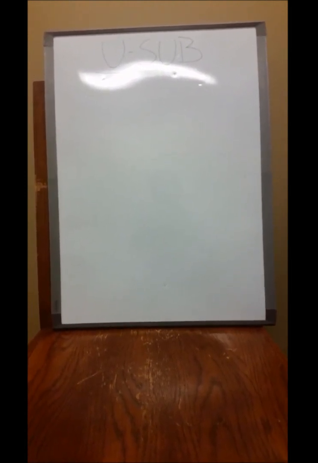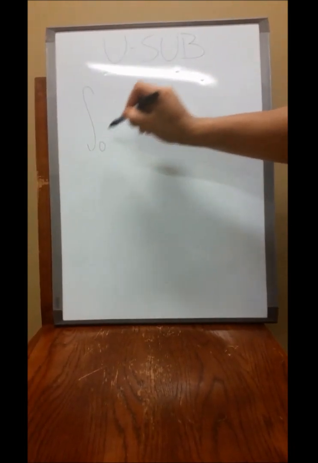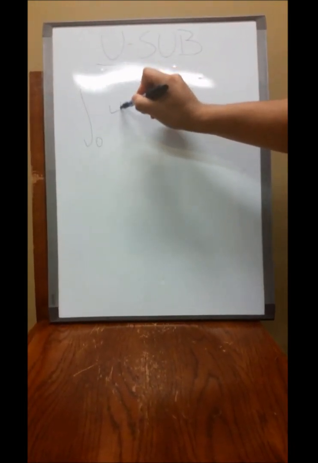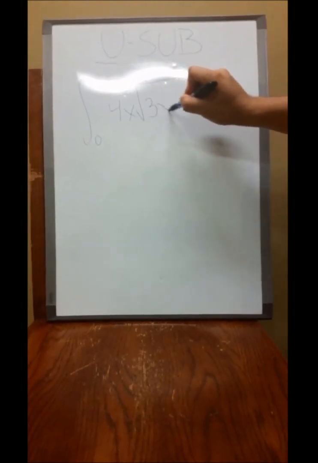Today we will be talking about the technique u-substitution for solving complex integrals. Today we will use the example of the integral from 0 to 1 of 4x times the square root of 3x squared plus 1 dx.